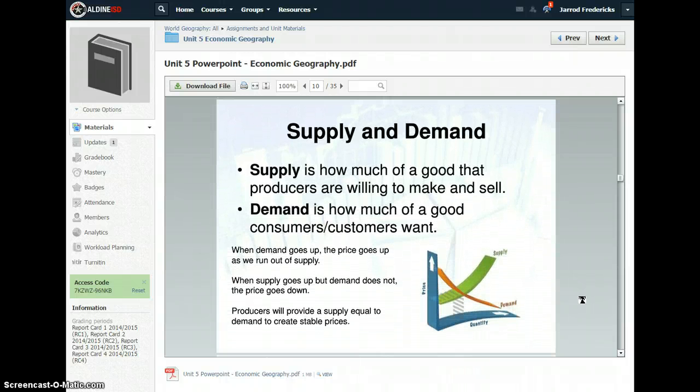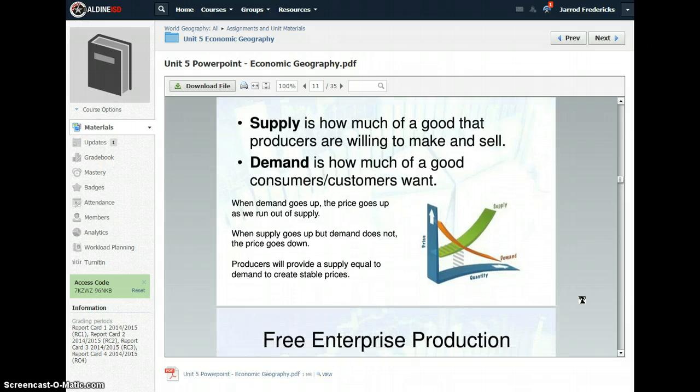Supply is how much of a good that producers, the people making the goods, are willing to make and sell. Demand is how much of a good consumers or customers want. When demand goes up, the price goes up because supply has not matched it yet. The more people want something, the more expensive it's going to be unless the producers begin making more of it. When supply goes up and there's a lot of something available, but demand does not go up, so there are no more people who want it, the price will go down. So producers will provide a supply equal to demand to create stable prices. They do not want extreme fluctuations in price.